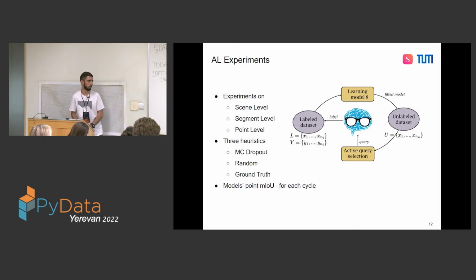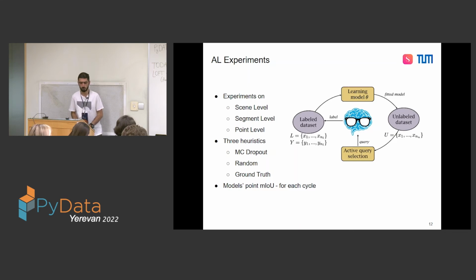So we'll need to compare it to random choosing. If it significantly outperforms random choosing, this means that the active learning strategy works, because we get significantly better results when training the model on scenes or segments selected with this heuristic.